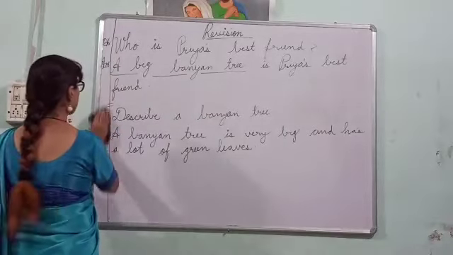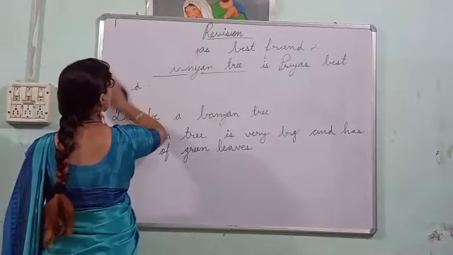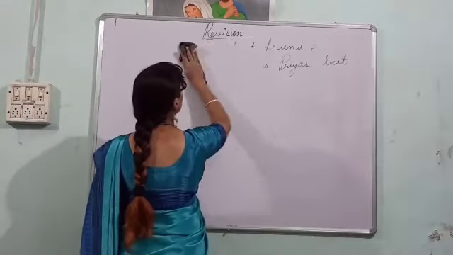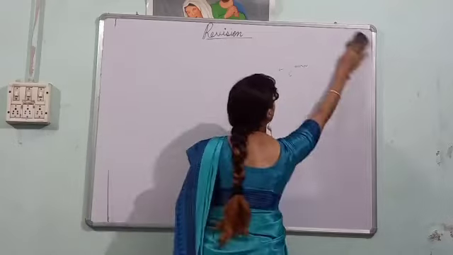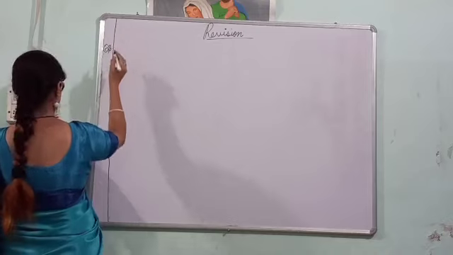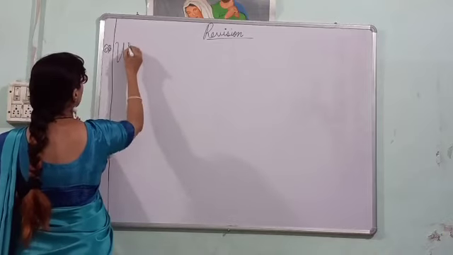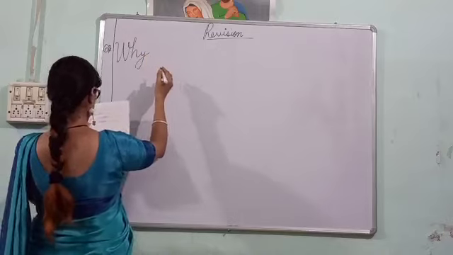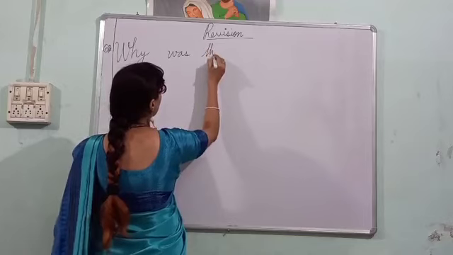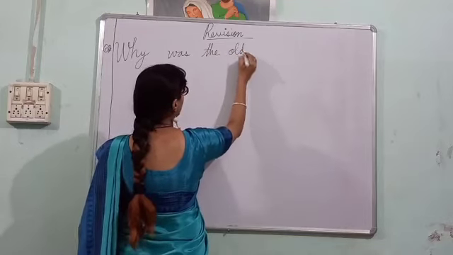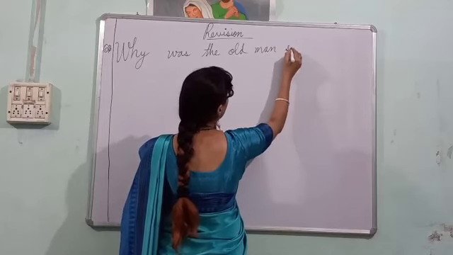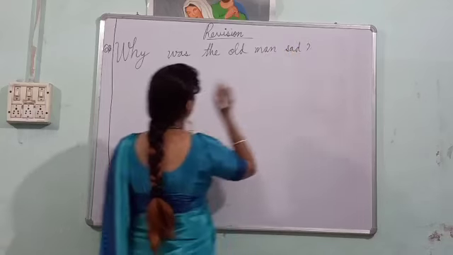Okay, I'm going to rub this, then you have to write question number 8. Now, you write question number 8. Why was the old man sad? Kyun dukhi tha old man?